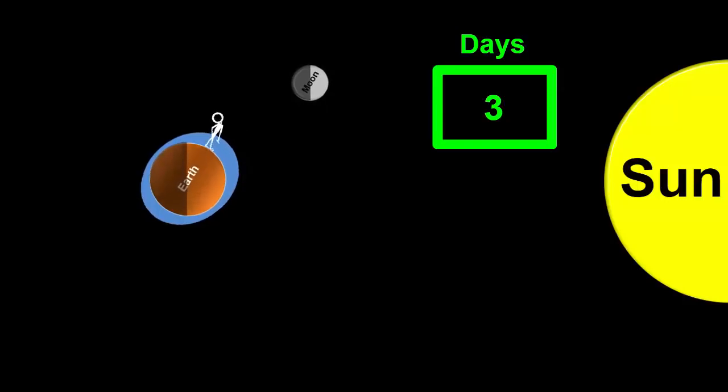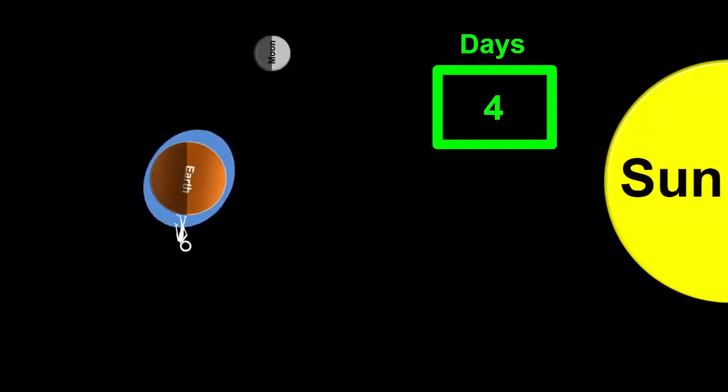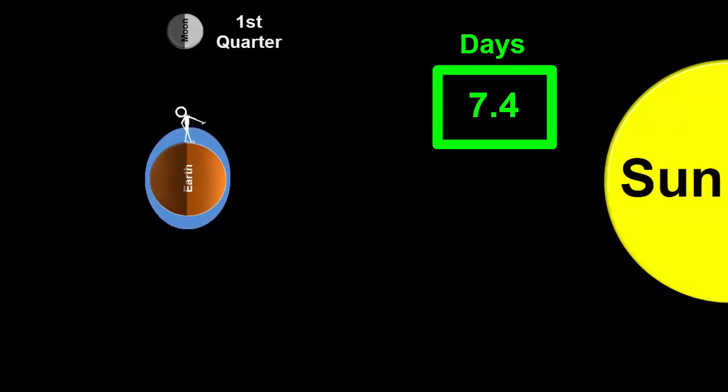You can see that each day corresponds to 1 Earth rotation. In just over 7 days, that is 7 Earth rotations, the moon orbits around the Earth to its first quarter position, where we can see half its day and half its night side.